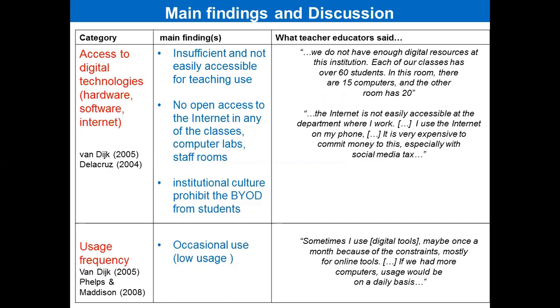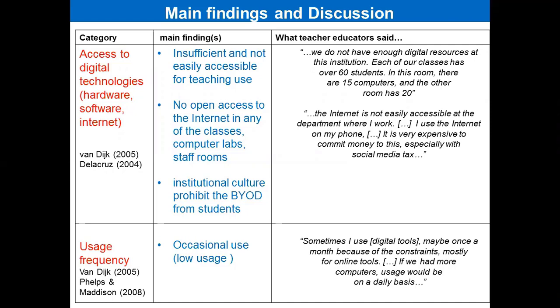I have to acknowledge that, yes, it is true from literature and also physically, that there has been an improvement in terms of digital infrastructure in most parts of Africa and the world as a whole. But we still have some of these challenges reported, more especially in developing countries like Uganda. As you could see, teachers also reported that there is no open access to internet.